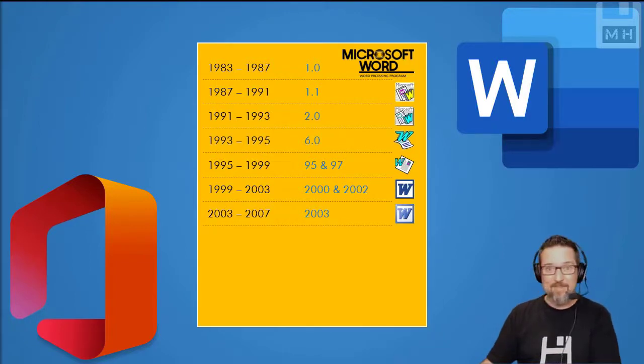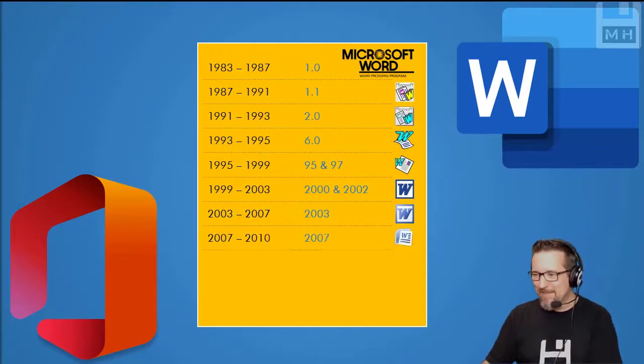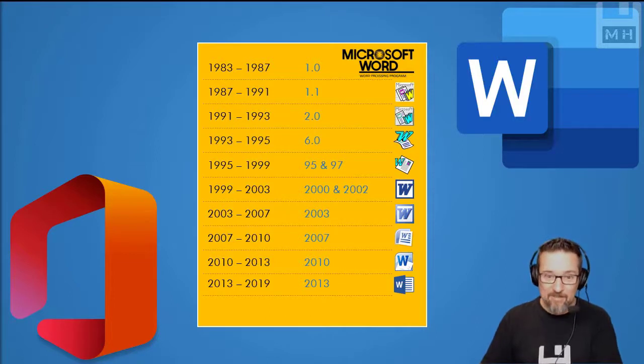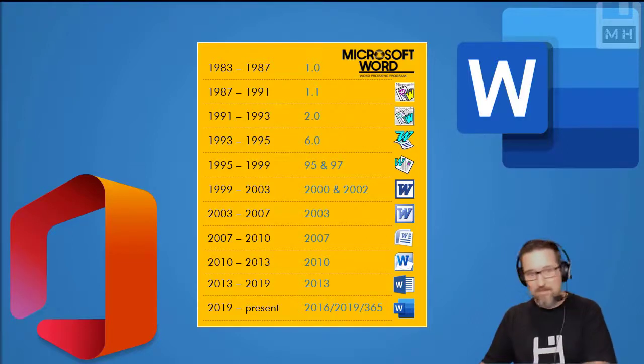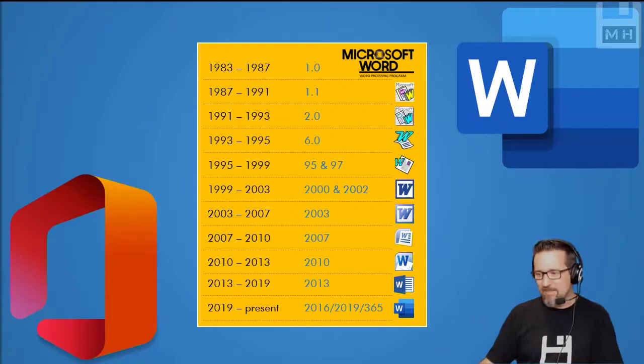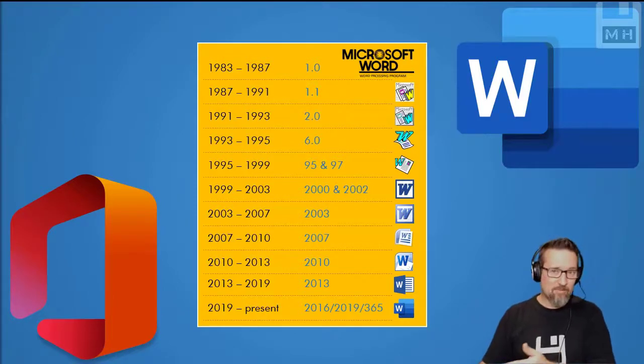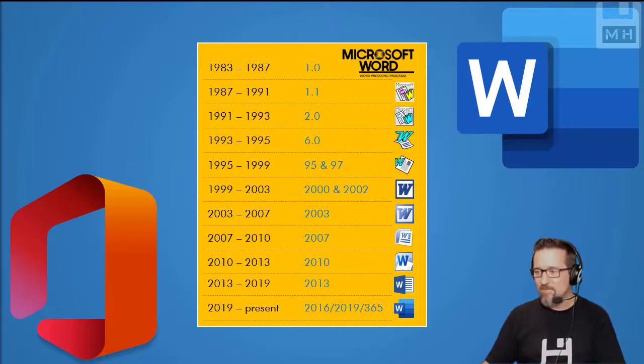And then 2003. Look at the icons, look how they're changing, it's quite cool. And then we have 2007. I remember that one very well. That was quite popular, actually. Then Word 2010. Then Word 2013. And then Word 2019 till present. So there it is. That's kind of where we are at the moment, 2019 to present. That's the icon. You should recognize that if you have the latest version of Word.